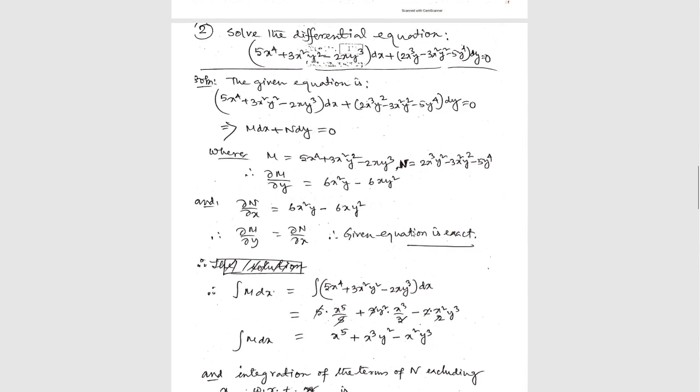So from here ∂M/∂y is equal to ∂N/∂x. So they are the same, and the given equation is therefore an exact one. So if it is an exact one, then you have to integrate this M with respect to x. That is the integral of M dx, equal to the integral of 5x⁴ + 3x²y² − 2xy³ dx. Just integrate: this term will give you 5 into x⁵/5, plus 3 times x³/3 times y², after that minus 2 times x²/2 times y³.